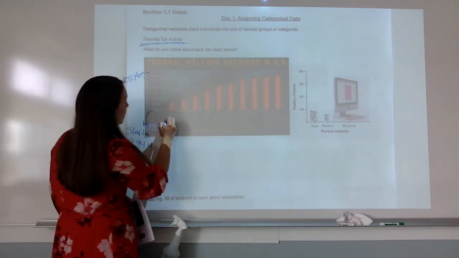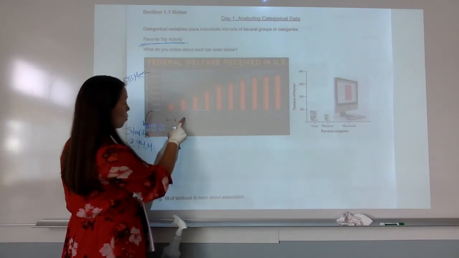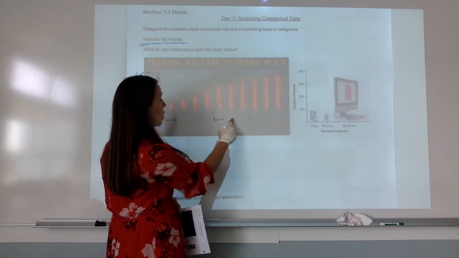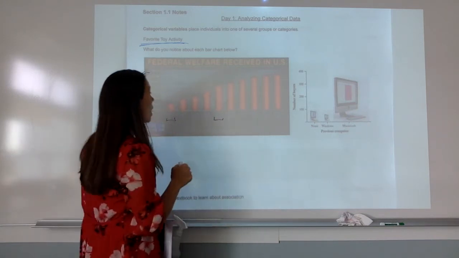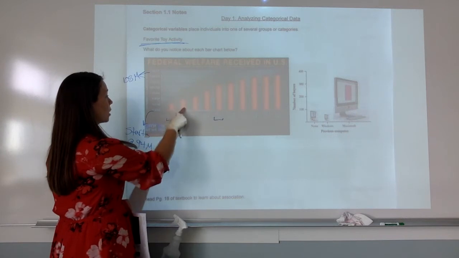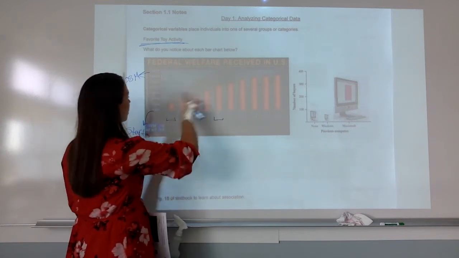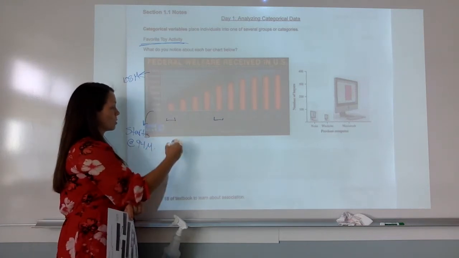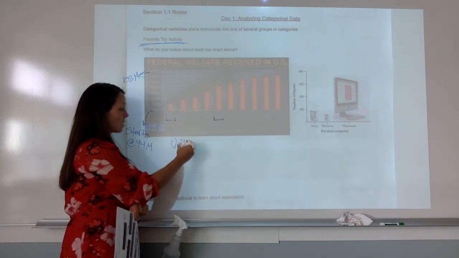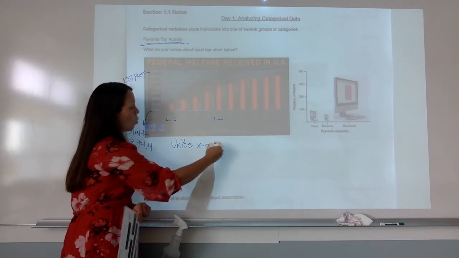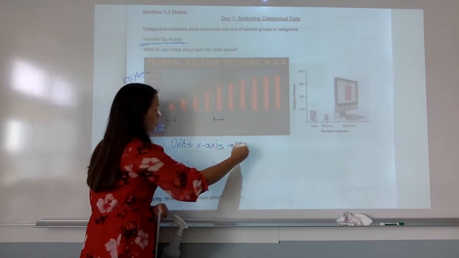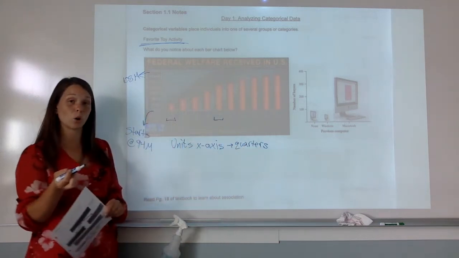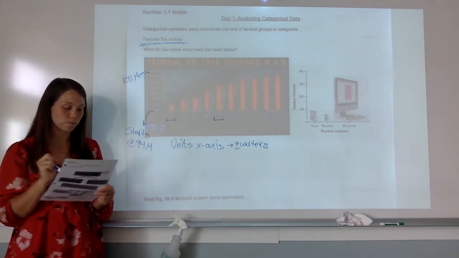I notice here that we have 2009, quarter 1, quarter 2, quarter 3, quarter 4, 2010, quarter 1, quarter 2, quarter 3, quarter 4. So from one bar to the next, you might almost be thinking that years are passing, but this is actually looking at quarters. So my units on the x-axis are in quarters. That's something to make note of if you're interpreting this graph.